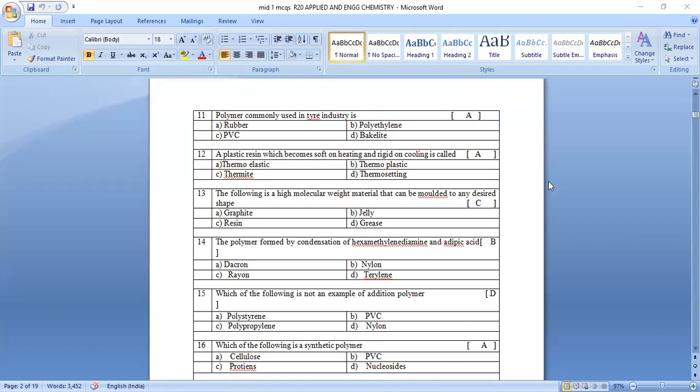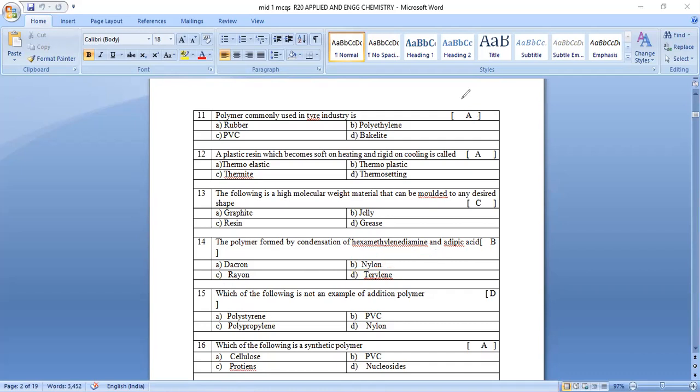Question number 14. The polymer formed by the condensation of hexamethylene diamine and adipic acid. Hexamethylene diamine combined with adipic acid gives rise to nylon 6,6. Nylon 6,6 is a fiber prepared from hexamethylene diamine and adipic acid.